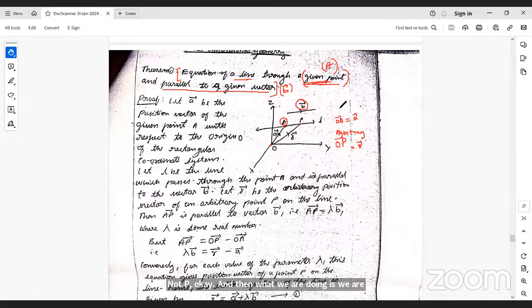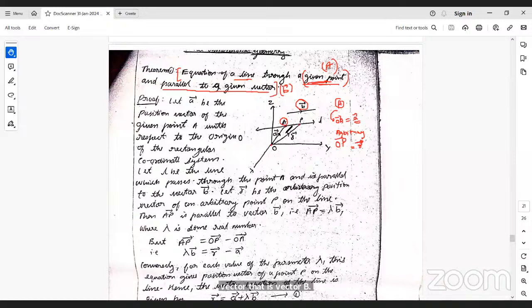So try to understand. First, point A: the line is passing through the point A, and its position vector is A. P is any arbitrary point, and its position vector is R. And then we have a parallel vector, that is vector B.